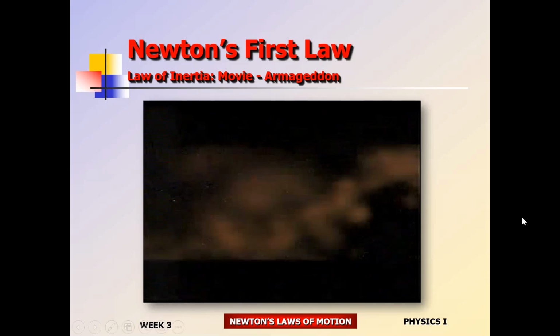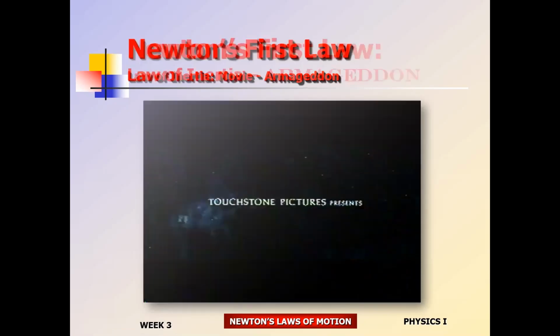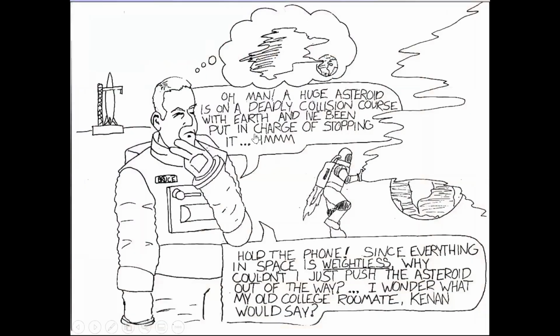Given the fact that it's weightless, why not just send out a bunch of astronauts and give them some jetpacks, and then have these astronauts just push this asteroid off its collision trajectory so that it misses Earth as opposed to colliding with it?